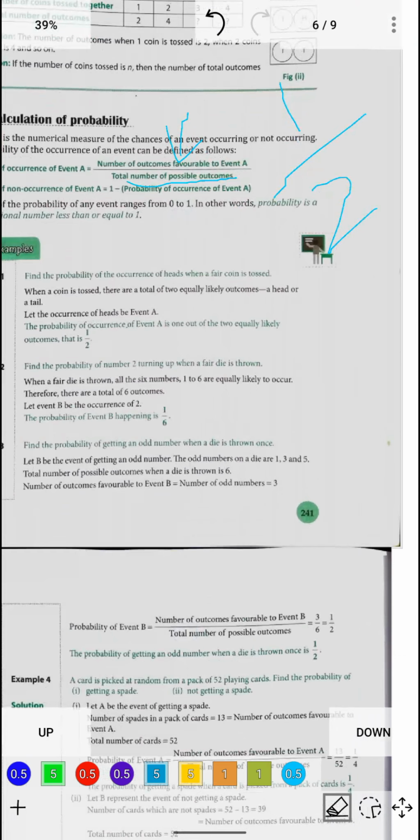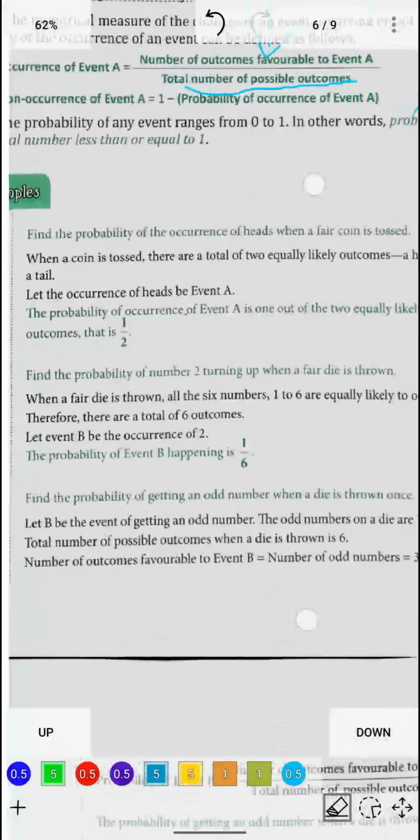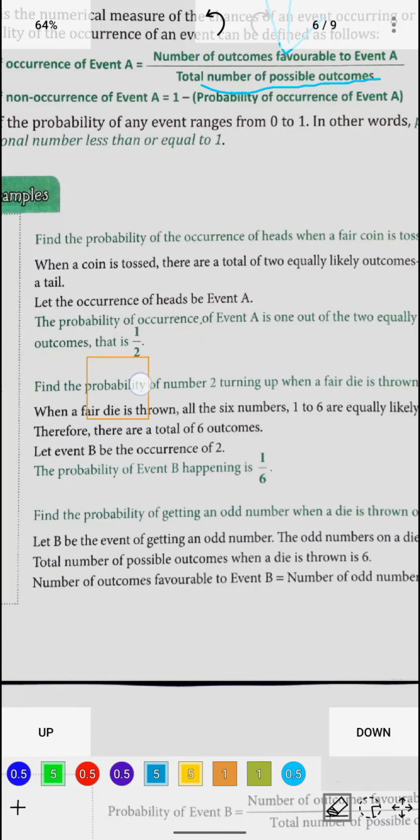Let's read the question again in order to understand better. Find the probability of number 2 turning up when a die is thrown. This is the question. Okay.